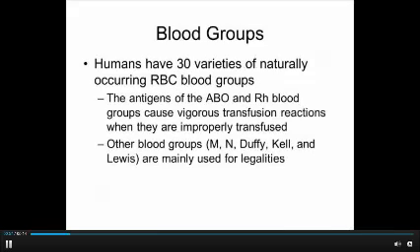Also, we know over 30 different types of blood groups. There are only few that have clinical importance. ABO blood types and Rh blood types cause a severe transfusion reaction, and Rh blood groups may also cause problems with pregnancy. That's why we will study them more than others. Other blood groups like MN blood groups, Duffy, Lewis, and so on, are usually used in legal disputes, in paternity tests, as well as in criminalistics.